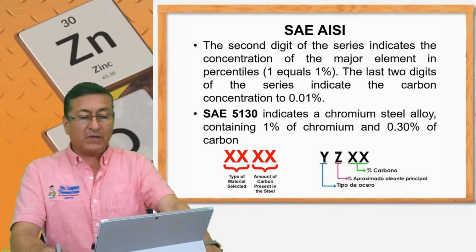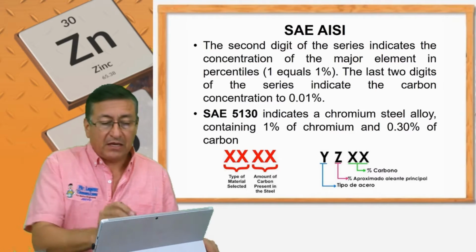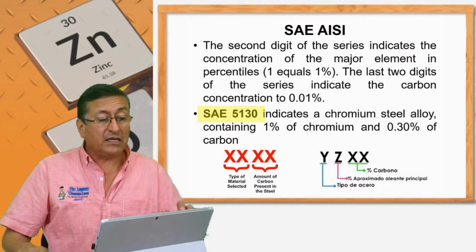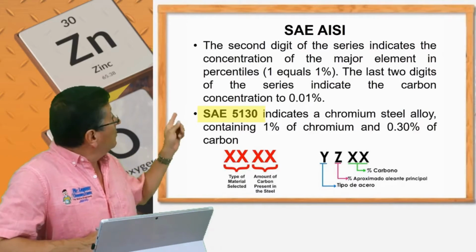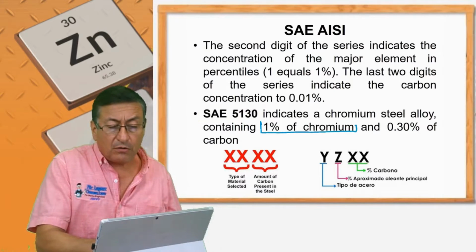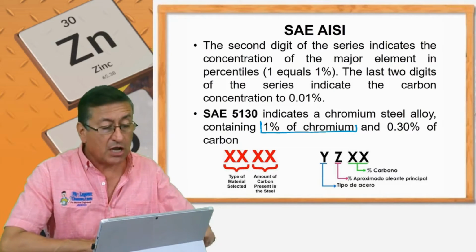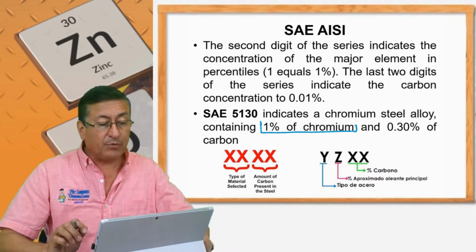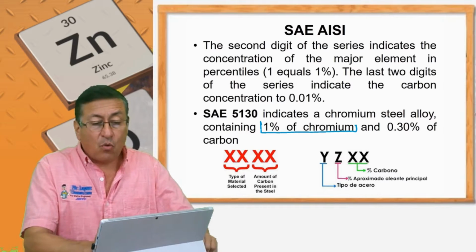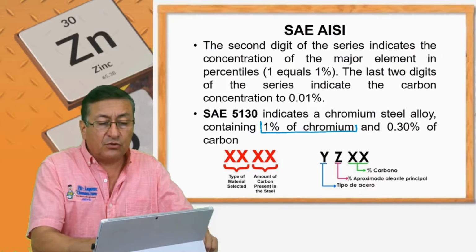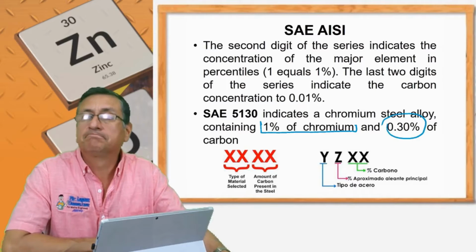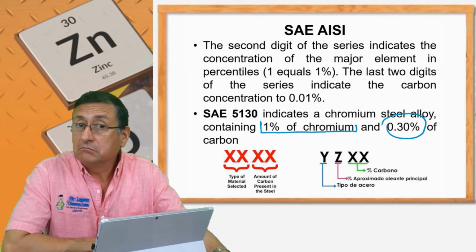For example, we are going to check this alloy. It's 5130. The 5 in 51 is because it's chromium. How much chromium in this particular example? 1% of chromium, and the last two digits indicate that it is 0.30% of carbon. Nice, simple.